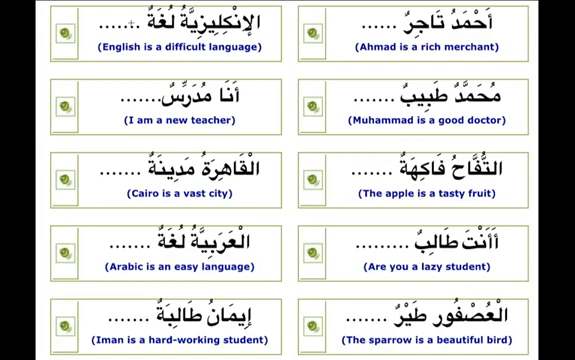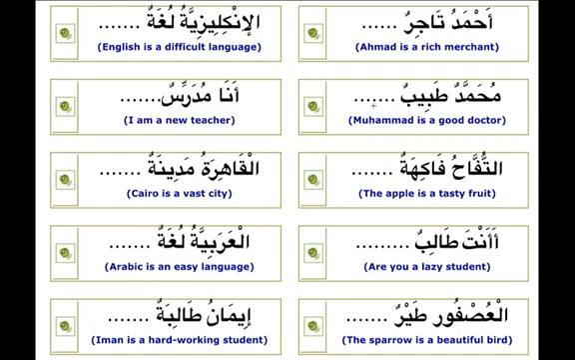Al-inkliziyatu lughatun. Difficult means sa'ab, sad ain ba, sa'abatun. Al-inkliziyatu lughatun sa'abatun. So you have to match the gender. Muhammadun tabibun. We're saying good doctor. So we have to say Muhammadun tabibun jayyidun.